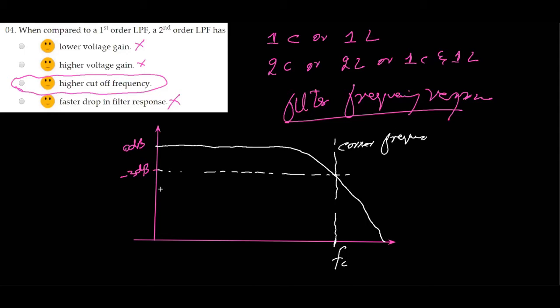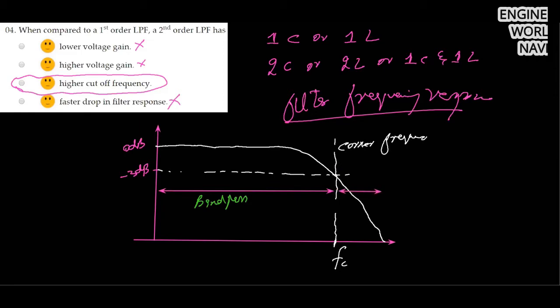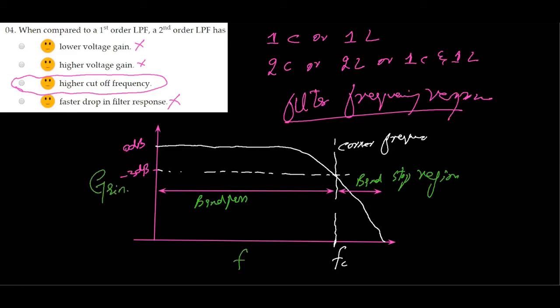And this is your band pass, and this region, from this up to this, represents the band stop region. Okay, so this is the bandwidth of this frequency. So this is the bandwidth, starting from this up to this.